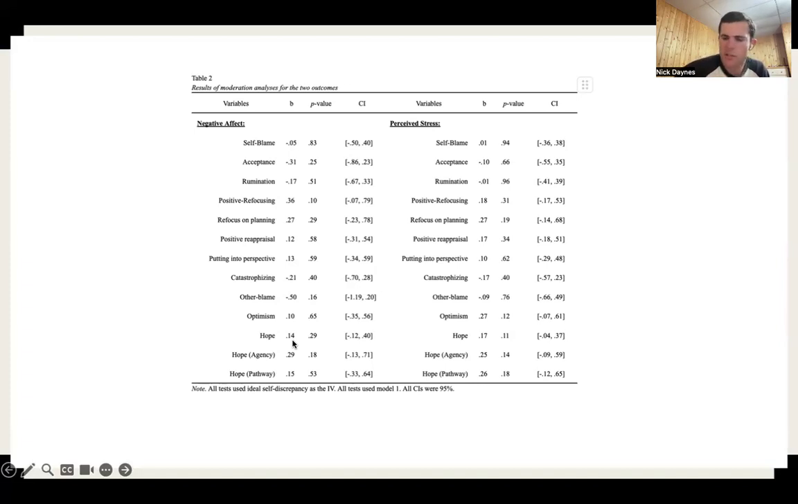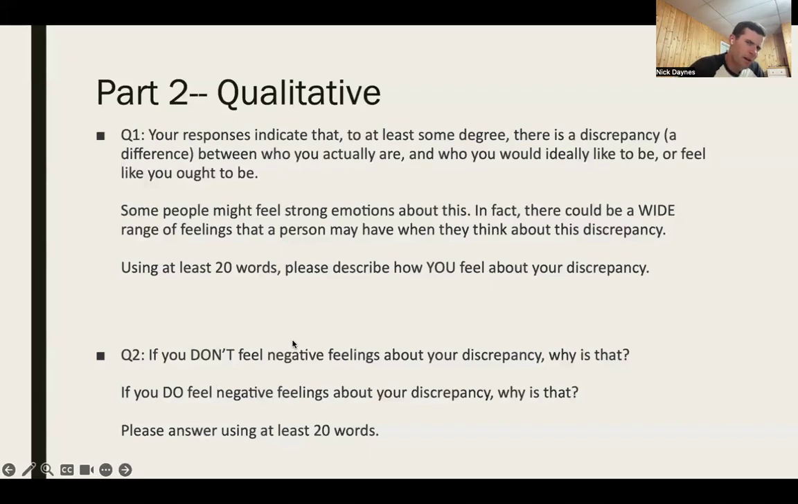So yeah, there's the results for that. And that was part 1. Part 2, I asked 2 qualitative questions. And if you remember, there's a difference between qualitative and quantitative research. Quantitative yields numerical data. What you do is you take an abstract construct, such as hope or optimism, in my case, and you turn it into a number.